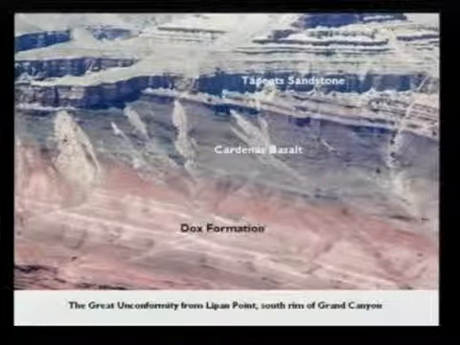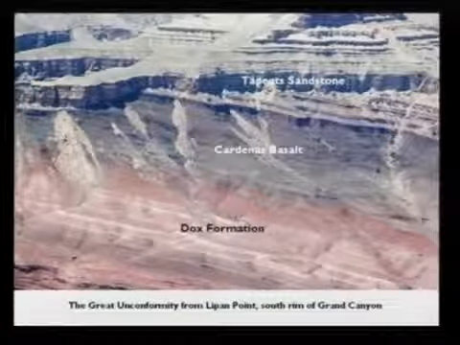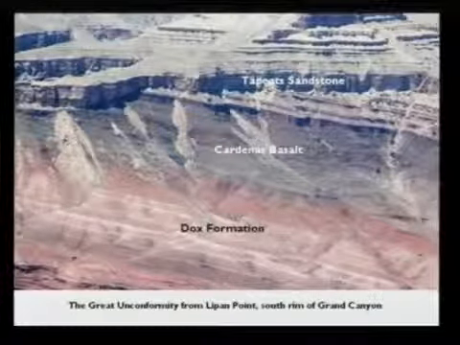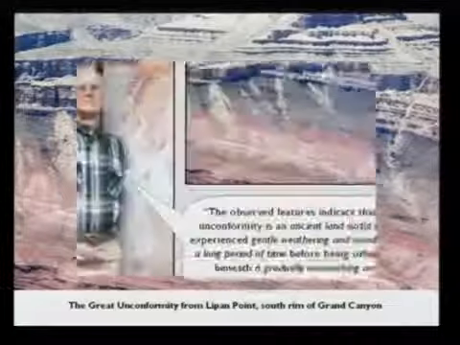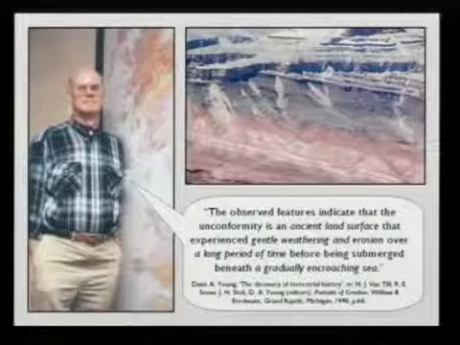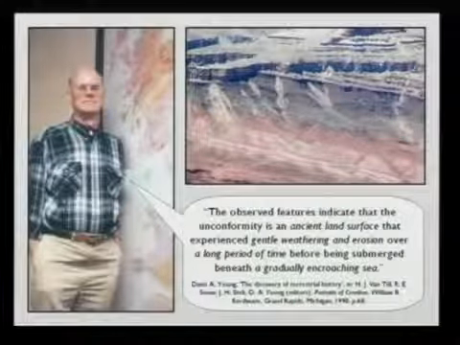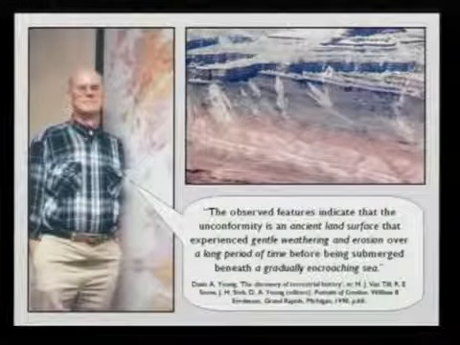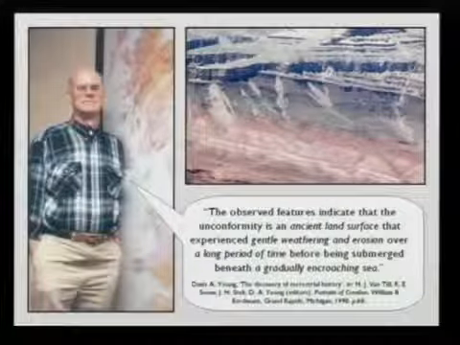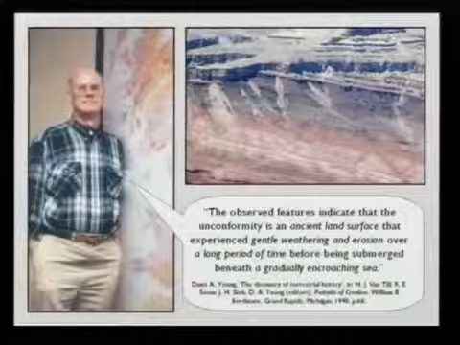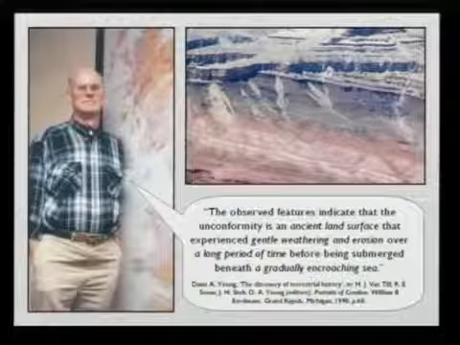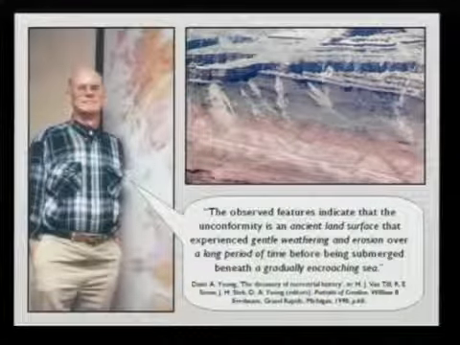Now, the conventional view is that the erosion of these Precambrian rocks took place over many millions of years by very slow and gradual processes. Dr. Davis Young, a geologist in the USA, expresses here the conventional view of the Great Unconformity. He says this: the observed features indicate that the unconformity is an ancient land surface that experienced gentle weathering and erosion over a long period of time before being submerged beneath a gradually encroaching sea.